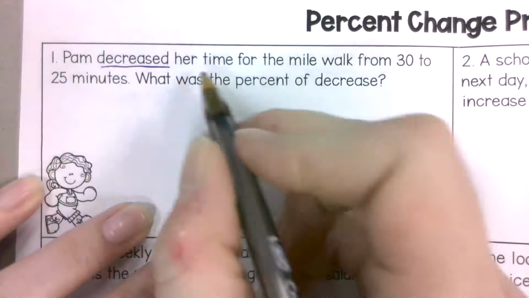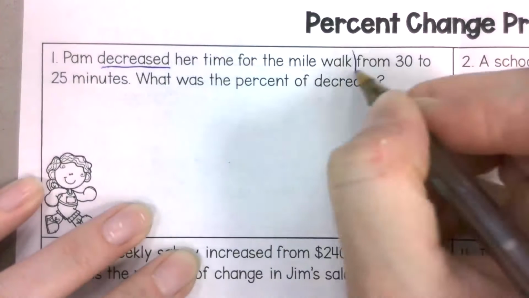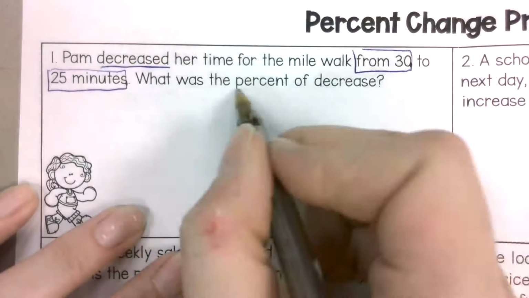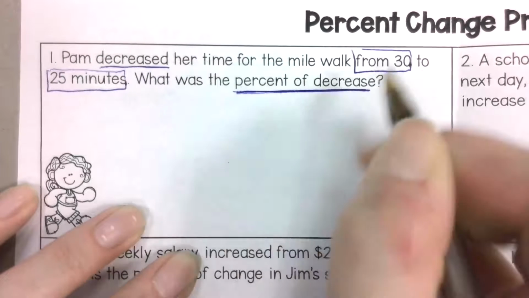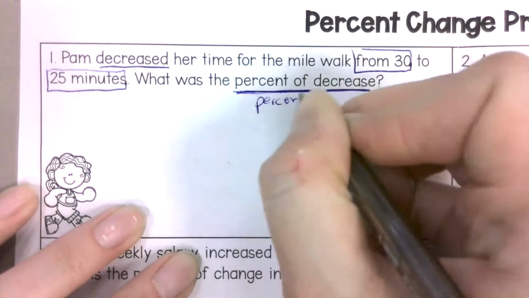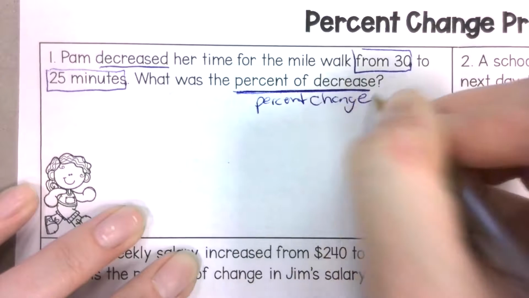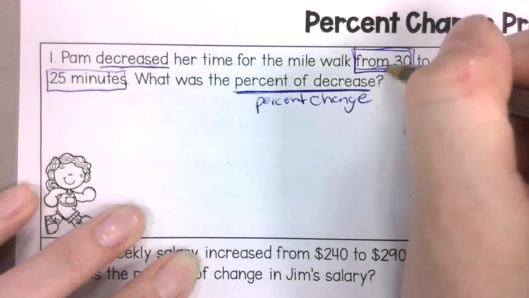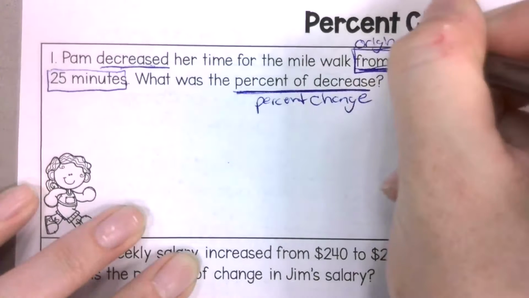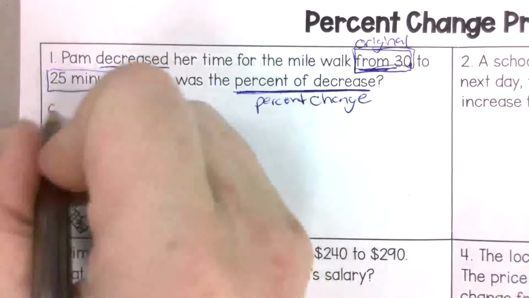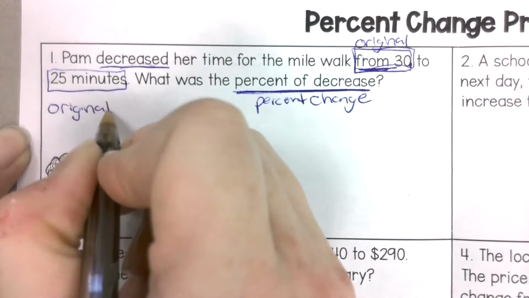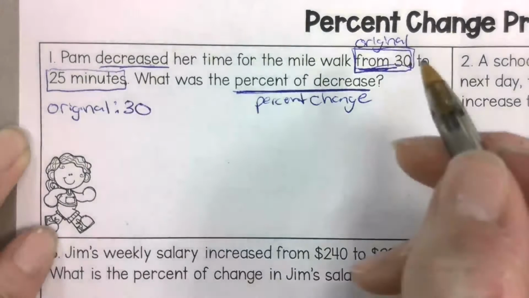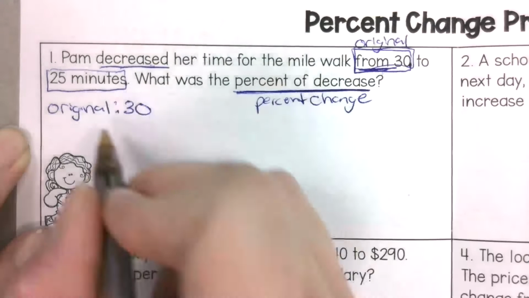Pam decreased her time for the mile walk from 30 to 25 minutes. What was her percent of decrease? Right there, it's asking for a percent change. First of all, it tells us there's a decrease, and we went from. The word from indicates that this is the original. So let's go ahead and label it. Original is 30. And then if 30 is original, that means that the 25 must be the new.